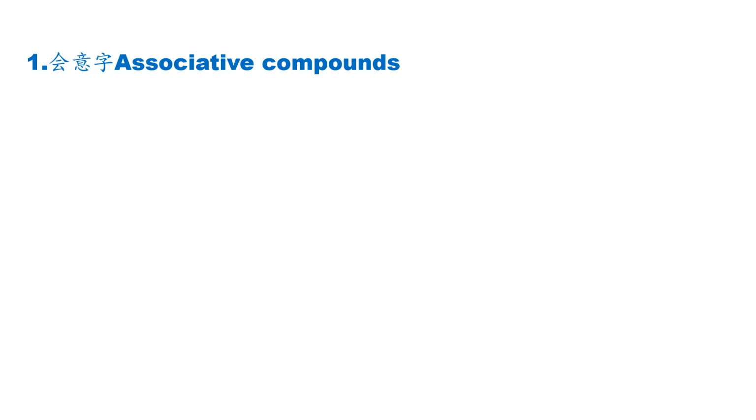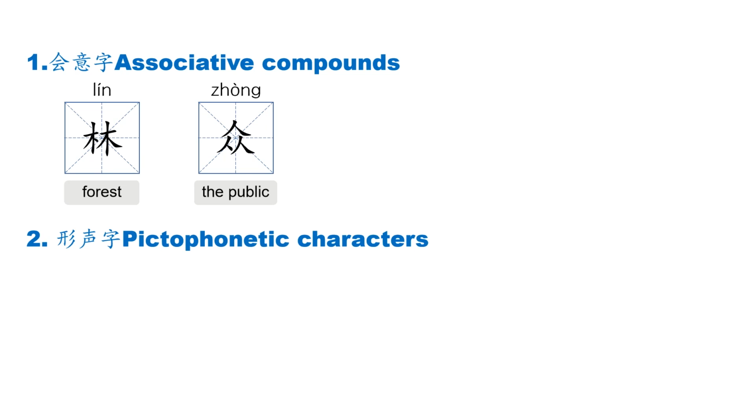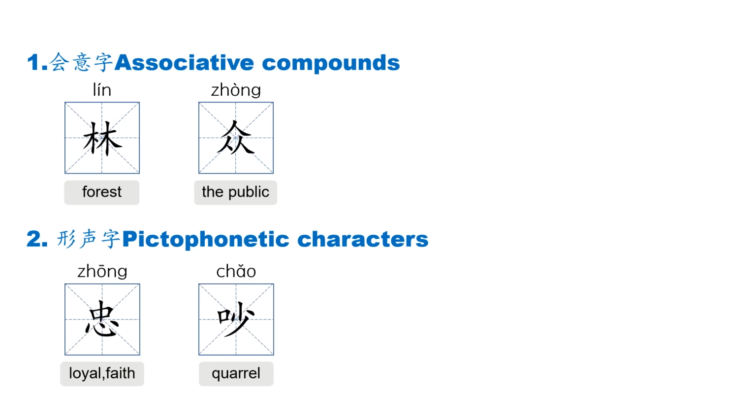In the end, let's have a review. In this lesson, we have learned 会意字 associative compounds. Associative compounds are compound characters instead of simple characters. Each component of an associative compound carries a meaning, and together they make a new compound character that has an associative meaning. And we learned 形声字 pictophonetic characters. Pictophonetic characters are composed of two parts. One part is the semantic element, which indicates the meaning, and the other part is the phonetic element, which indicates the sound.